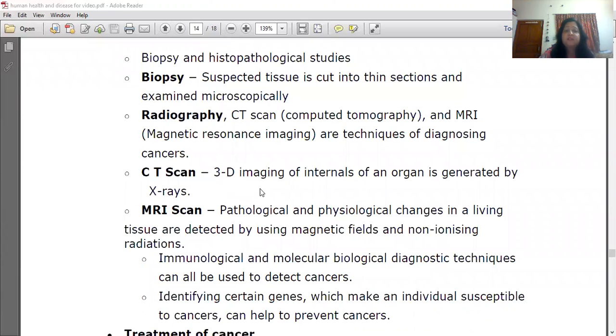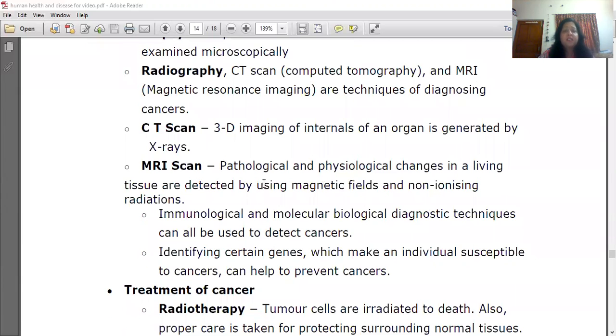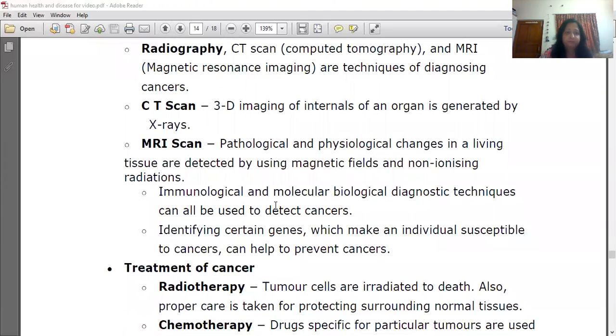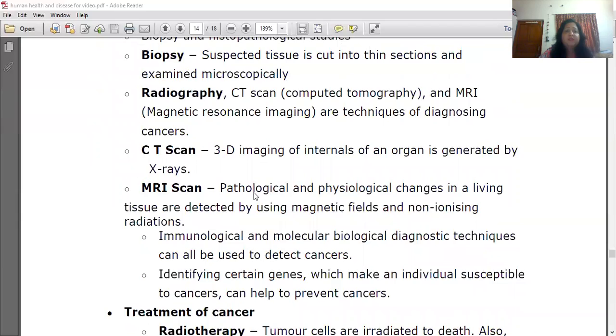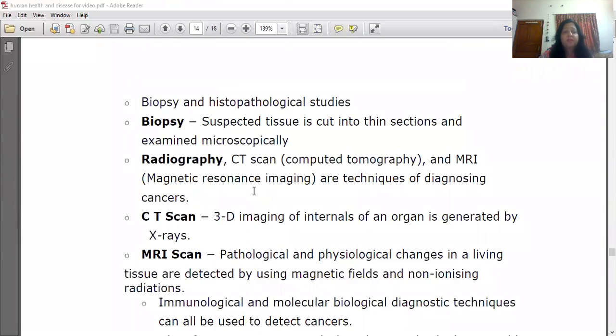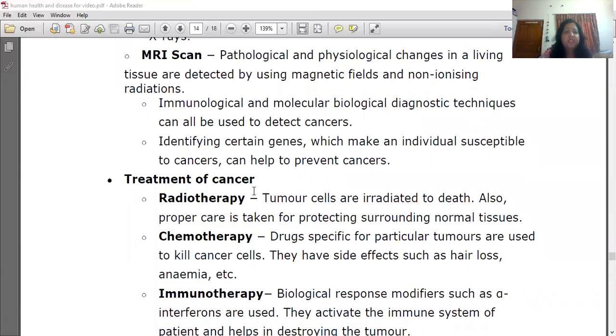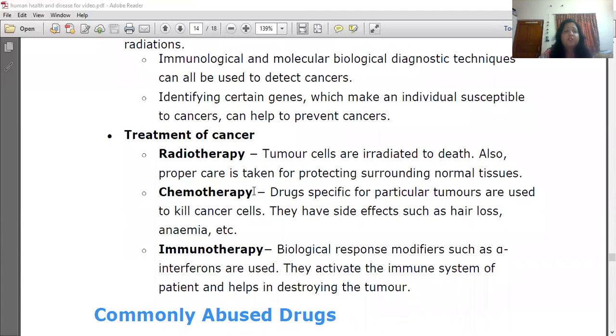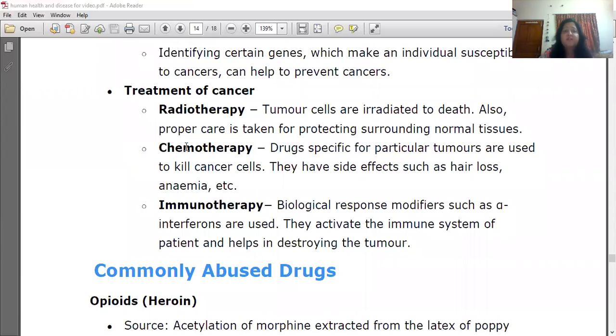These are the techniques for diagnosing cancer. CT scan is 3D imaging of the internal organs, generated by X-rays. MRI scan detects pathological and physiological changes in living tissue by using a magnetic field and non-ionizing radiation. So these are the various methods by which cancer can be detected. Now, how is cancer treated? Treatment of cancer is done by various methods.